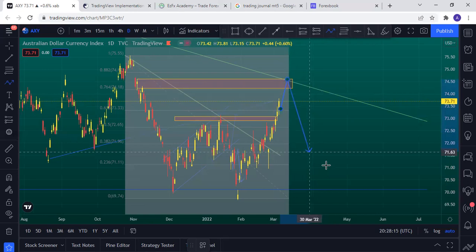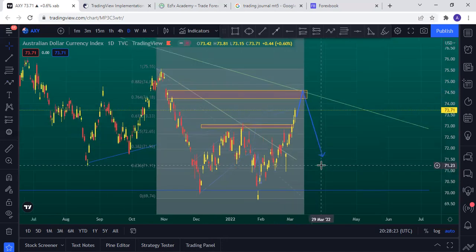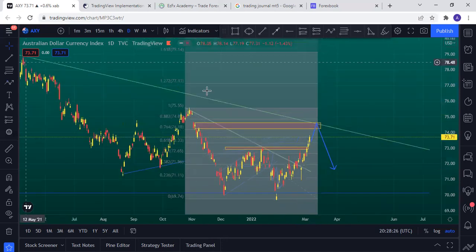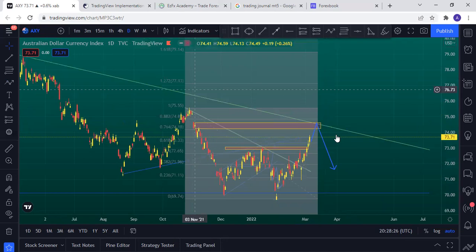Now, why is this my bias? This is my bias because let us look at the confirmations that we have here. One, we have a major trend line from the daily time frame. Two, we see an imbalance on the weekly time frame that we broke down a little bit further to find this particular zone on the daily time frame.